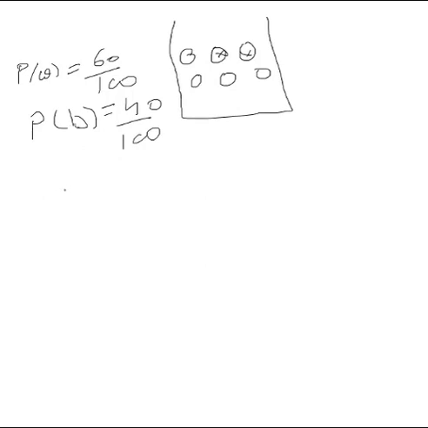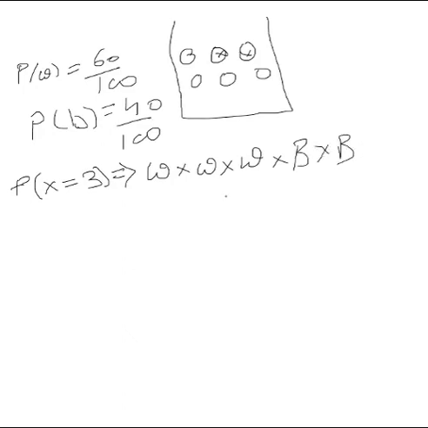So in this case, if we want to calculate the probability of getting exactly three white balls in 5 attempts, we can consider getting a white ball as a success. So what's the probability we get exactly 3 white balls in 5 attempts? One of the ways this can happen is that the first 3 balls are white and the last 2 balls are black.